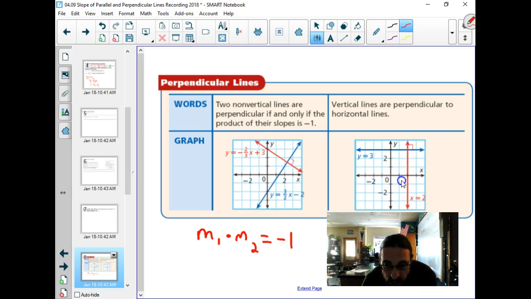Of course, the other exception to this, a vertical line has an undefined slope. Horizontal line has a slope of 0. So vertical and horizontal lines are perpendicular.